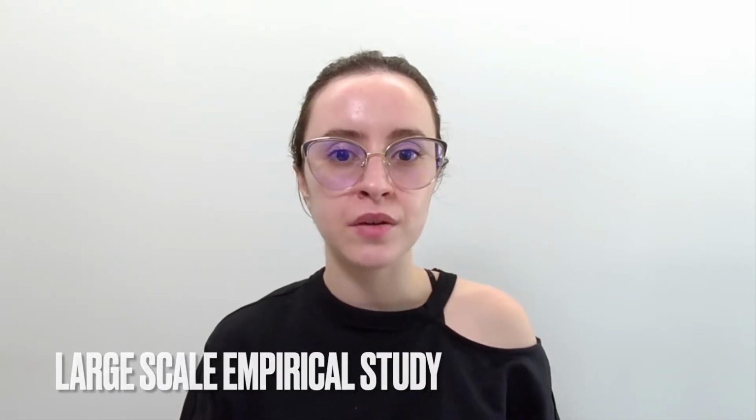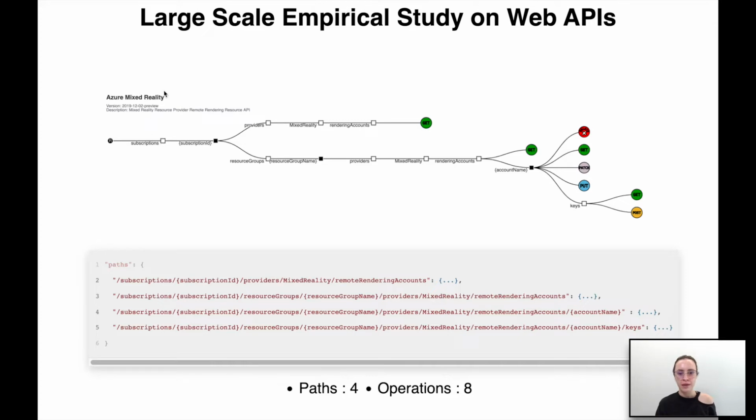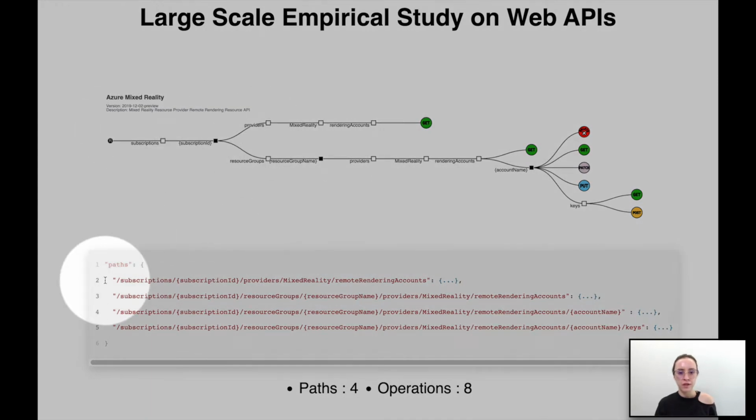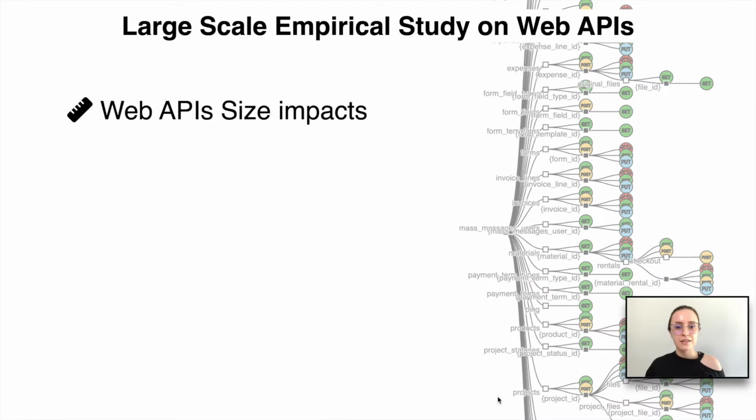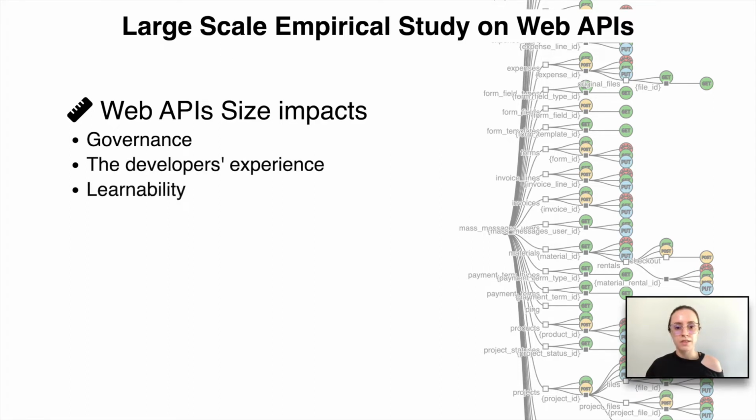In this work, we performed a large-scale empirical study on Web APIs. A Web API can be small and simple, offering a small number of operations, or it can be so large that it cannot even be visualized in a presentation slide. The size of an API is an important factor that impacts the API's governance, the experience of developers with the API, how easy it is to learn, and the service granularity.